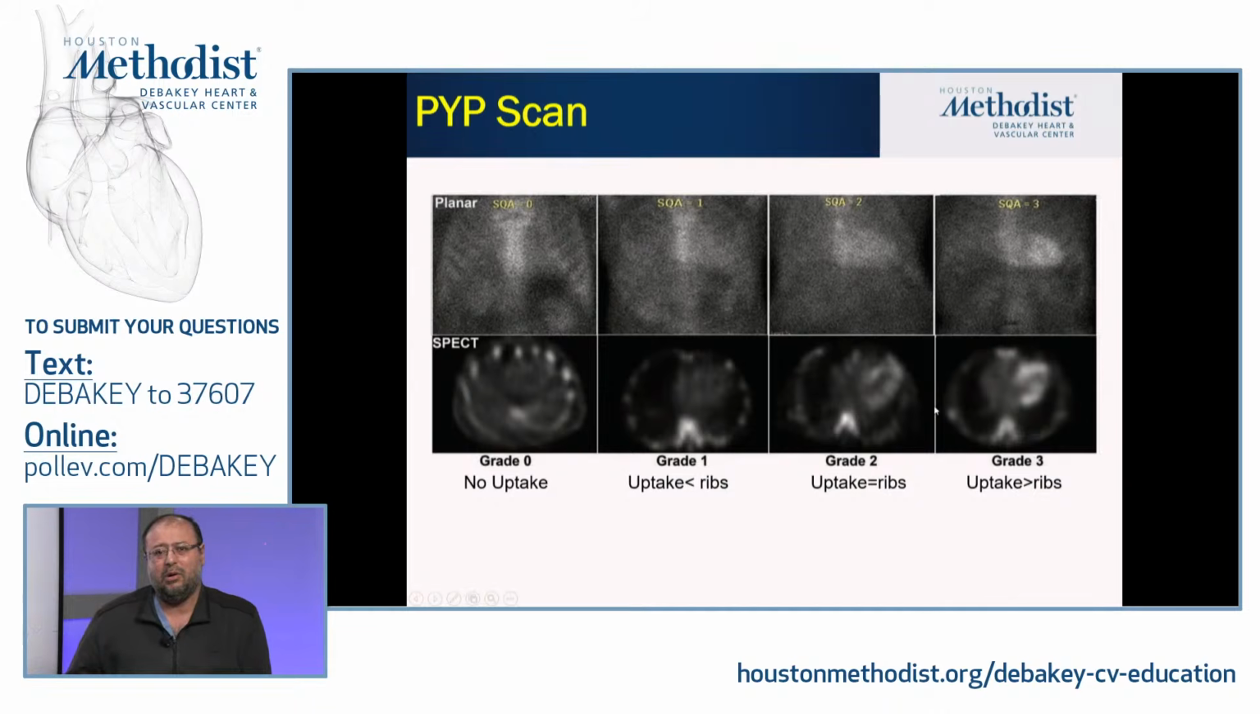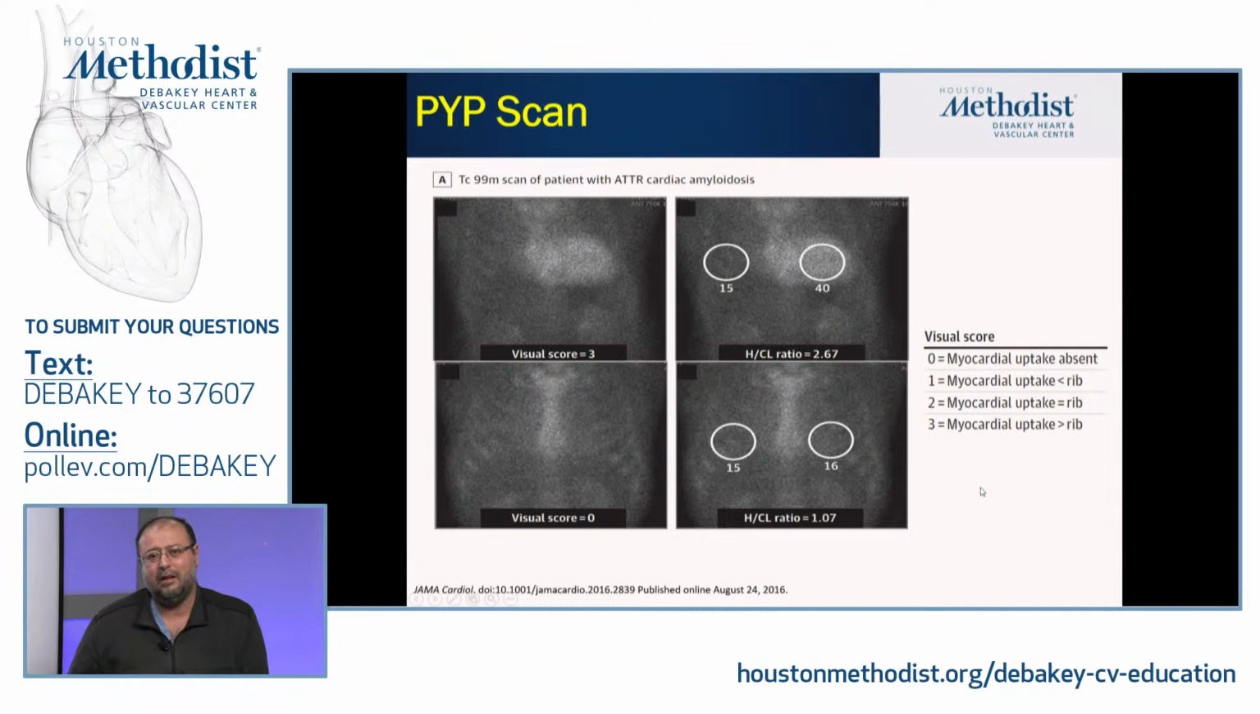And this whole field a few years ago started with planar imaging. So think of it like a chest x-ray. The heart should be at that point. Here there is no uptake. There is mild uptake here but less than the sternum. Here there is uptake but equal to the sternum. Here there is uptake in the heart but more than the sternum. So we call them grade 0, 1, 2 and 3. And this is primarily qualitative, based on the planar imaging, which is the equivalent of your chest x-ray.